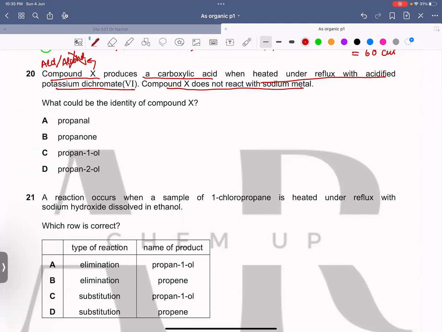Because with sodium metal, alcohol will react. Okay. What could be the identity of compound X? So the others are alcohols and a ketone, so all go wrong. And we are left with 1-propanal, which is an aldehyde. So A is our correct answer. Is this clear to everyone?